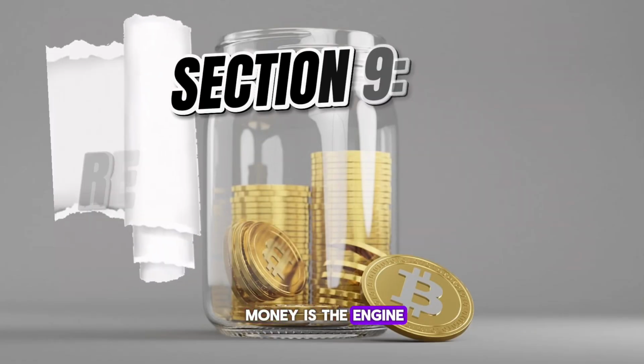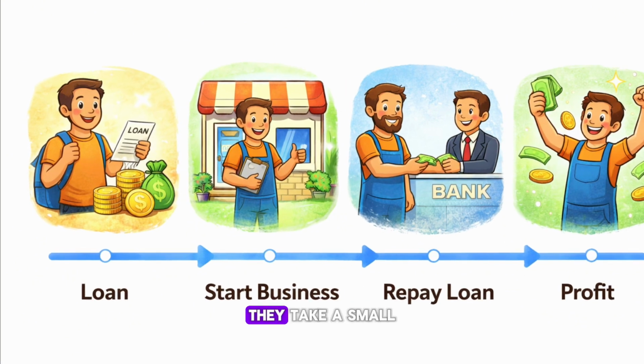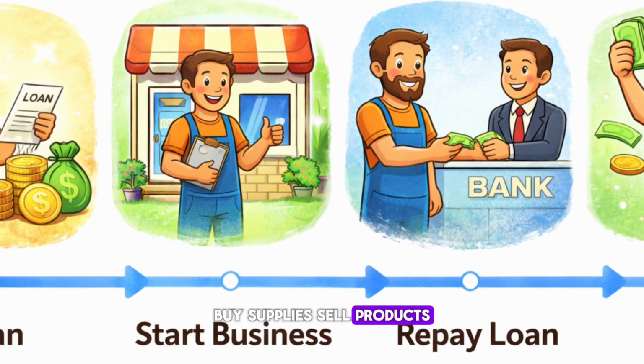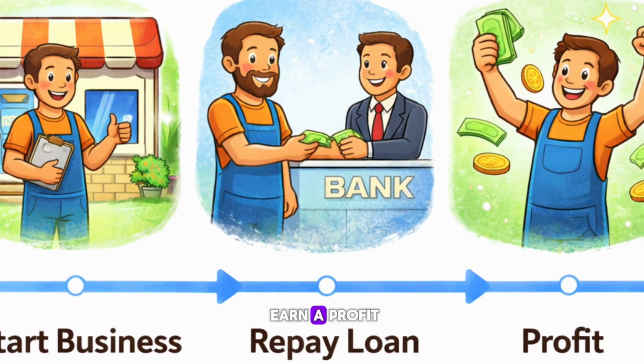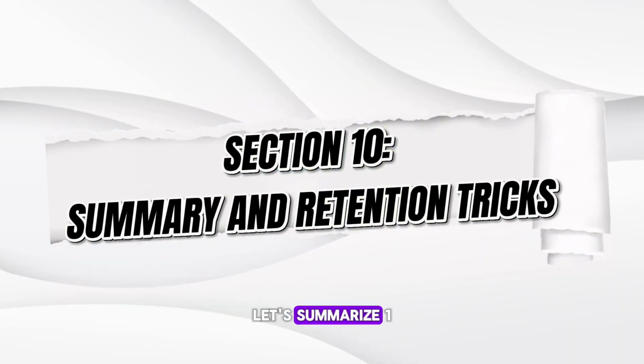Money is the engine. Imagine a student wants to start a small online business but doesn't have enough savings. They take a small bank loan, credit, buy supplies, sell products, repay the bank, and earn a profit. That's money and credit in action. Smart borrowing fuels success. Let's summarize.